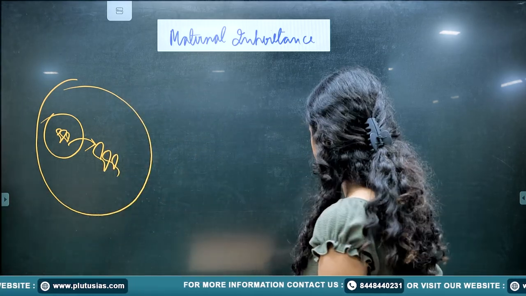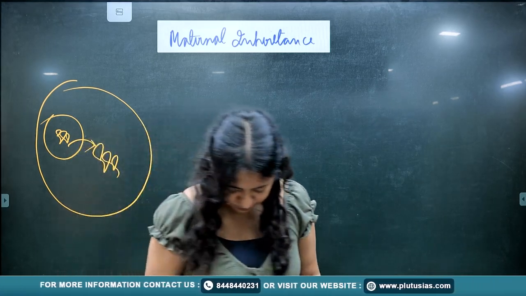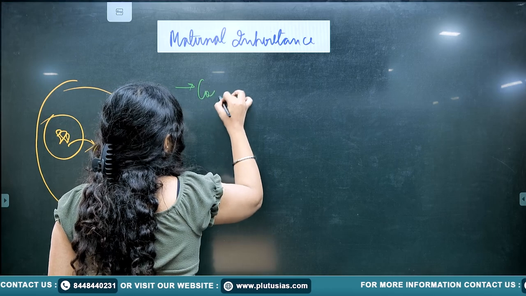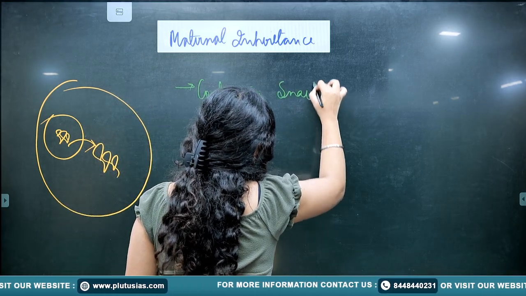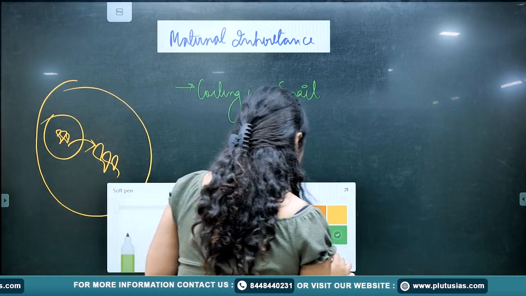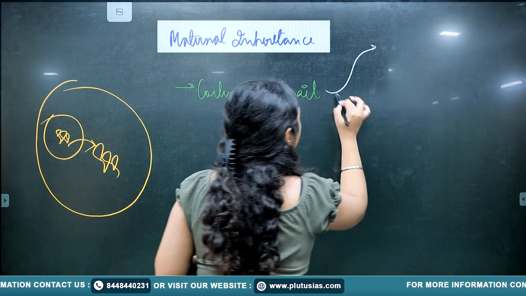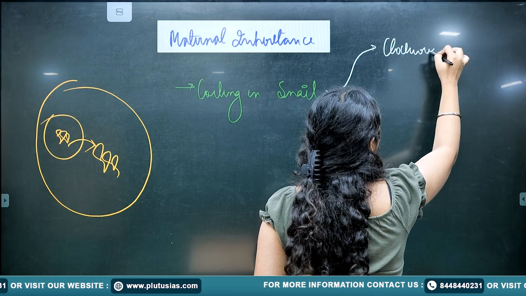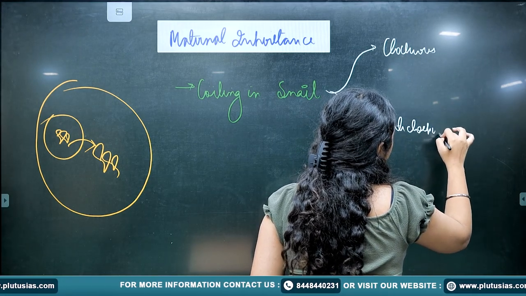Okay, so let's get into it. For understanding this, we have to take the example of coiling in snail. It is a very classic example. Two types of coiling patterns are seen in snail. If you have seen a snail, there is a particular coiling pattern. First is the clockwise pattern and second one is the anti-clockwise pattern.